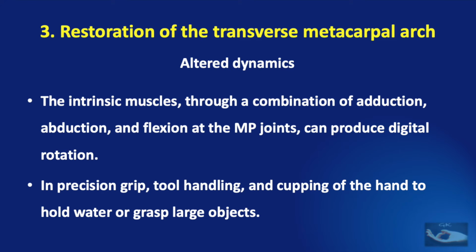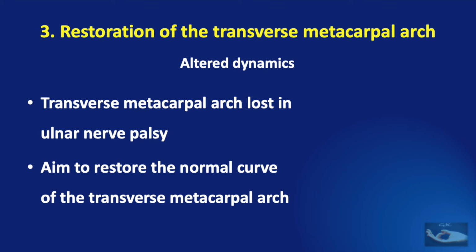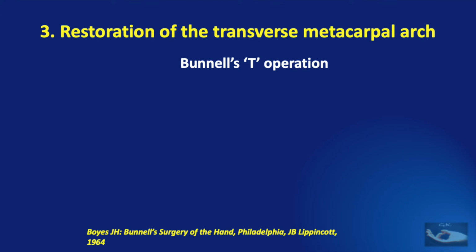And it is very useful in the precision grip or even the power grip like tool handling and cupping of the hand to hold water or grasp large objects. It is particularly important in countries like India where we eat rice with our hands. So in ulnar palsy, this transverse metacarpal arch is lost and we need to restore the normal curve. And one of the techniques of achieving this is the Bunnell's T operation described in 1964.